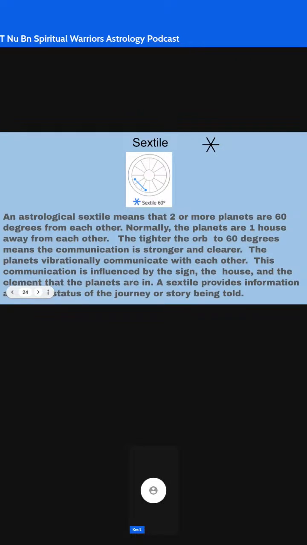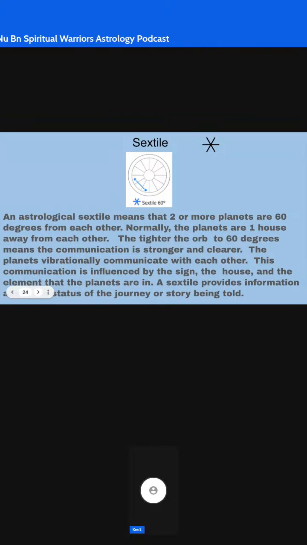Sextile. An astrological sextile means that two or more planets are 60 degrees from each other. Normally, the planets are one house away from each other, as you can see in the example. The tighter the orb to 60 degrees means the communication is stronger and clearer.